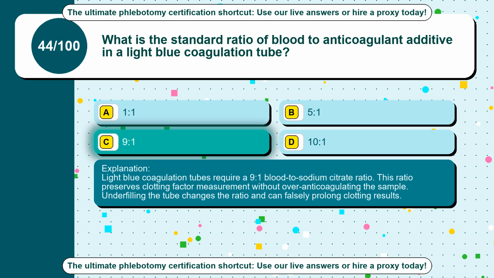Light blue coagulation tubes require a 9:1 blood to sodium citrate ratio. This ratio preserves clotting factor measurement without over-anticoagulating the sample. Underfilling the tube changes the ratio and can falsely prolong clotting results.